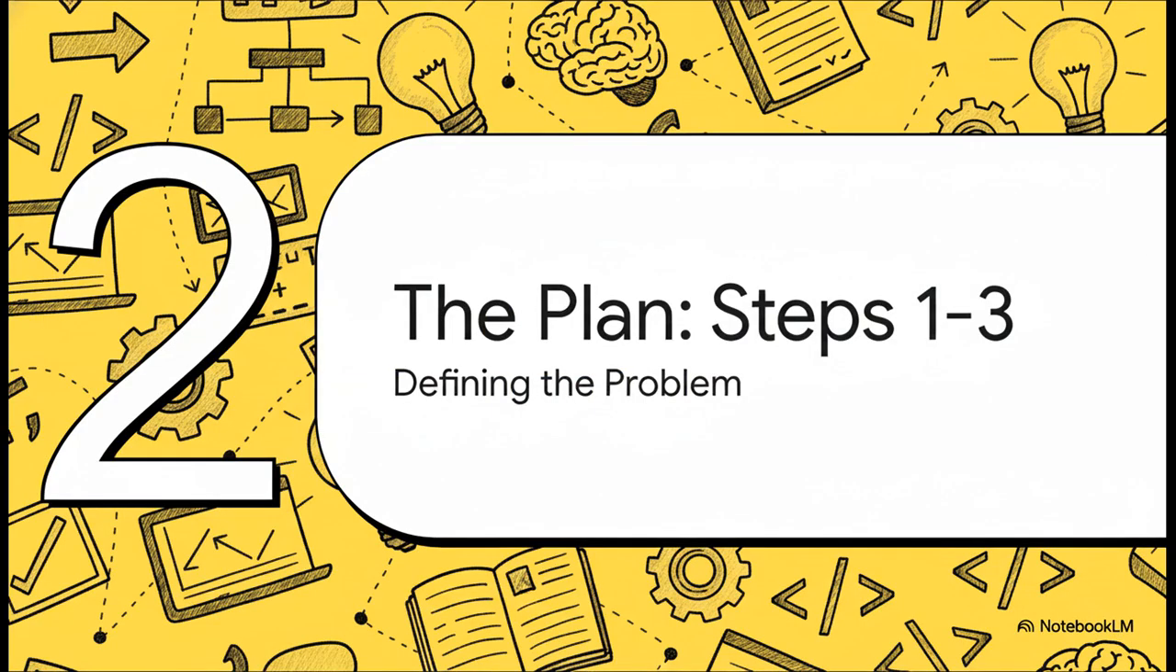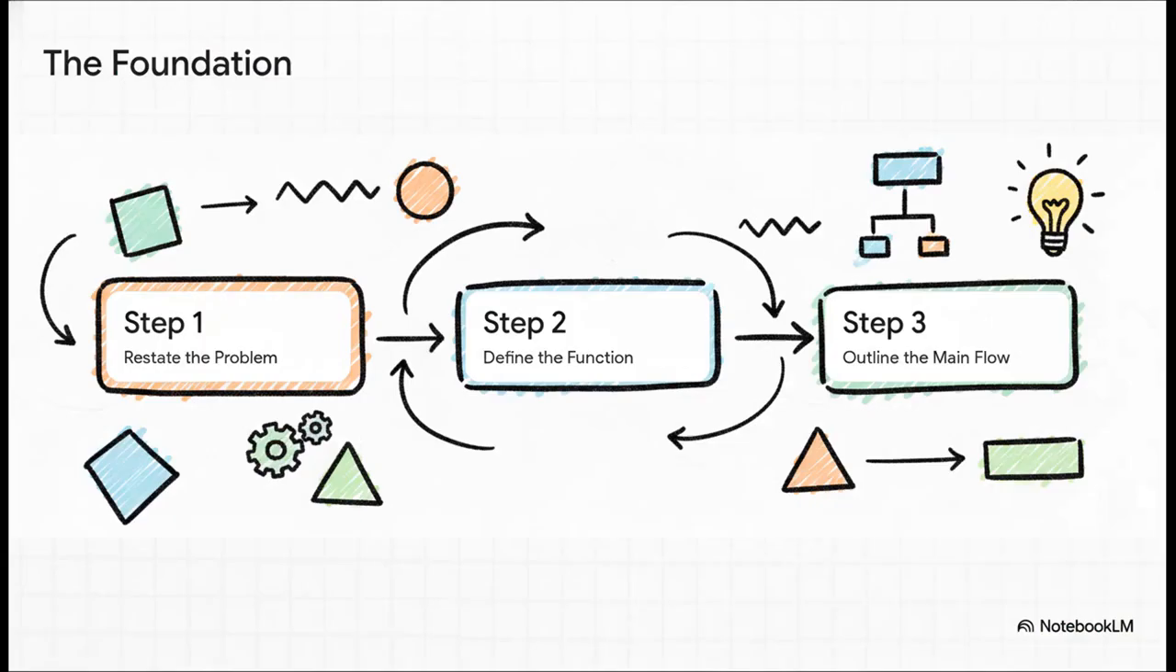Okay, so how do we actually build this blueprint? The whole process kicks off with a simple 3-step plan. This part is all about defining the problem and outlining our solution. So let's get right into it. These first 3 steps, think of them as laying the foundation. First, we're going to restate the problem, just to make sure we actually get it. Then, we'll define what our little function is going to do. And finally, we'll map out how the main program is going to use it.